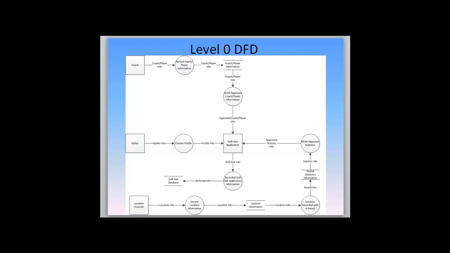Here's the blown up level 0 version of the same data flow diagram. Let's start down here in location. Each location or course has its own information. This information only needs to be entered once, and that's stored under the location or course information data store. Each location records a round or rounds associated with it. The rounds are statistics for each golfer. The NCAA needs to approve these statistics. Once they approve the statistics, the information can be sent to the Golfstat mobile application.